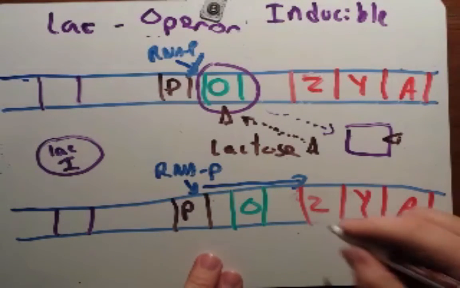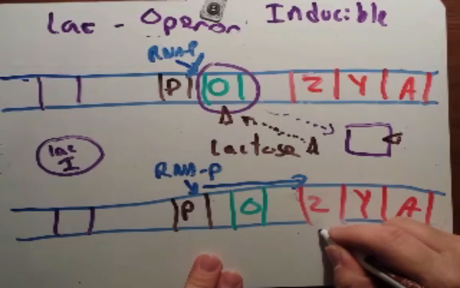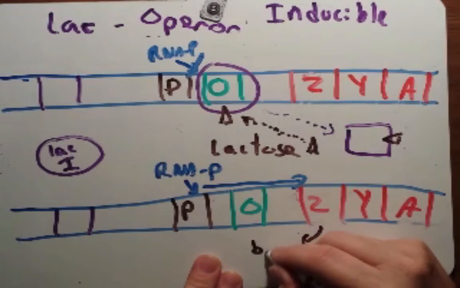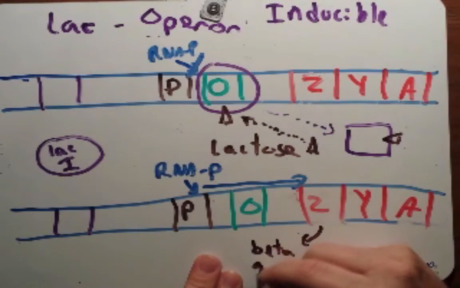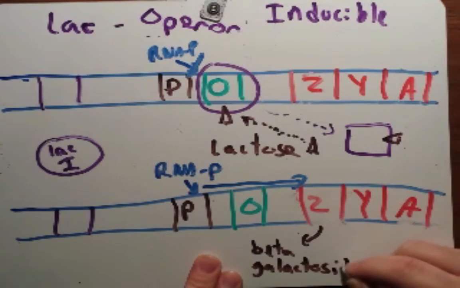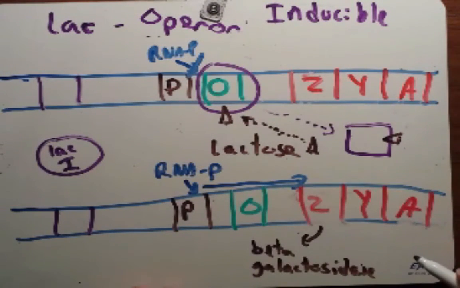I realize I didn't say what these coded for. I kind of alluded to it, but I should tell you specifically. Gene Z here makes beta-galactosidase. Remember, that's the gene that's going to break lactose down to glucose and galactose, usable sugars.